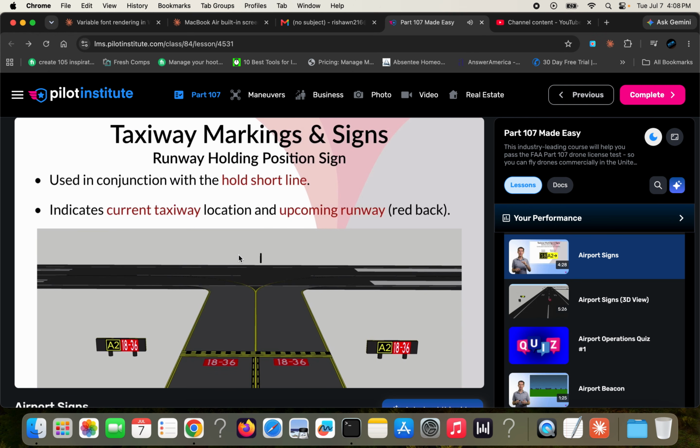This is what it would look like from sitting inside of the airplane. You have a line right here on the ground. See that double yellow and that double dotted line? That's our hold short line. And what it says, there's a big letter in red. It says 18-36. This means that on the other side of that line, there is runway 18-36. And as soon as we cross the line, we're technically on the runway. It also says on those signs on the left and right side, it says, hey, you're on taxiway Alpha 2, and then runway 18-36 is coming up right in front of us.